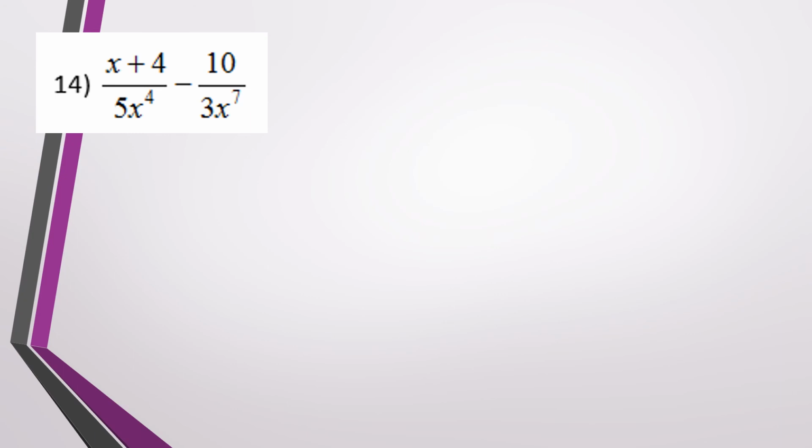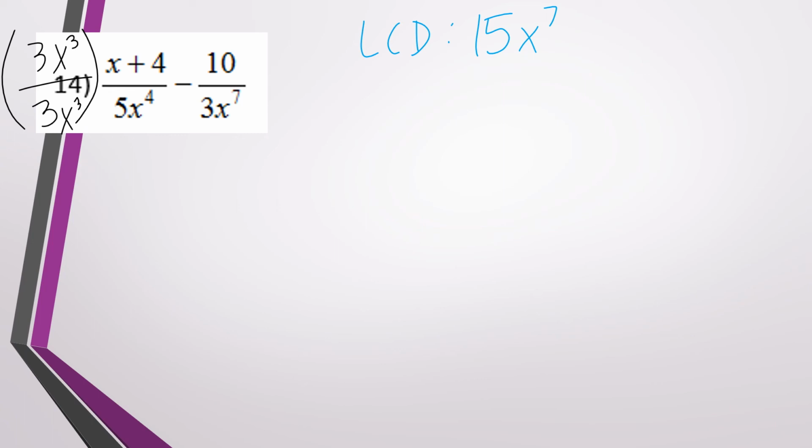Okay, so then for number 14, we have 5x to the 4th and 3x to the 7th. So my LCD, between 5 and 3, the least common multiple is 15. And then for the exponents, I have to do x to the 7th because it has to be the highest exponent. Okay, so that being said, to get from 5 to 15, I need to multiply by 3. To get from x to the 4th to x to the 7th, I need to multiply by x to the 3rd. The next one, to get from 3 to 15, I need to multiply by 5, and then I just leave it as that because I already have x to the 7th.